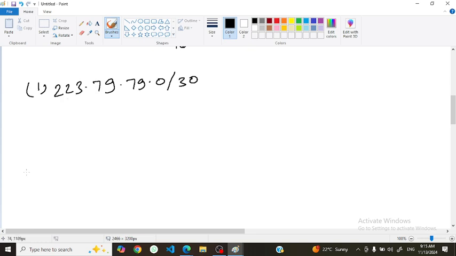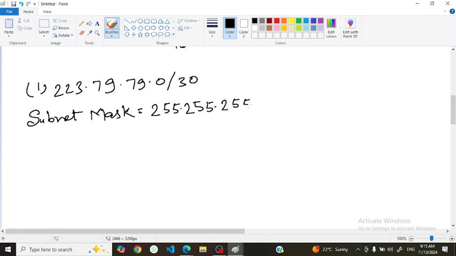Yes, sir. The subnet mask will be 255.255.255.252. The required subnet is okay. 255 dot 255 dot 255 dot 252.